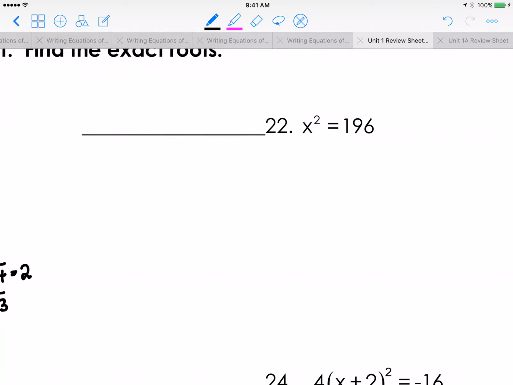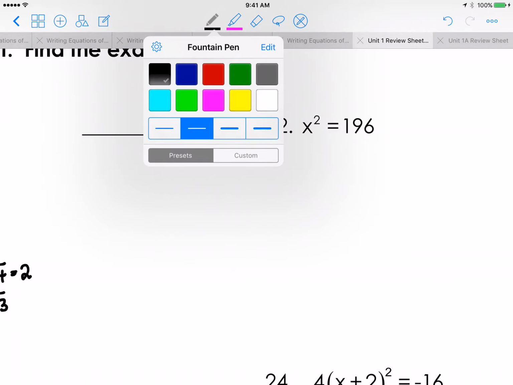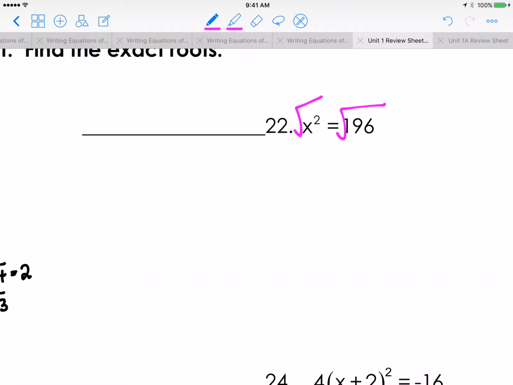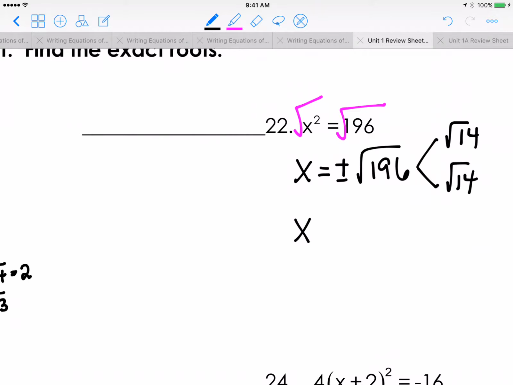Okay, but what about this one? Well, it's already where we've isolated the x. So what we can do is take the square root of 196. So we get x is equal to plus or minus the square root of 196. And if you break this up, you'd get square root of 14 times square root of 14. Well, that's a pair. And this is actually a perfect square. So square root of 196 is 14. So you get x is equal to plus or minus 14.